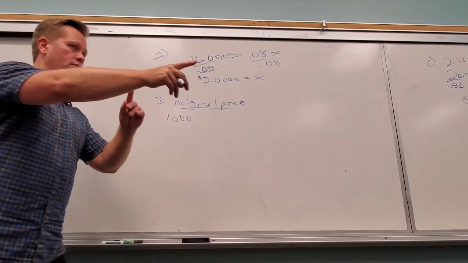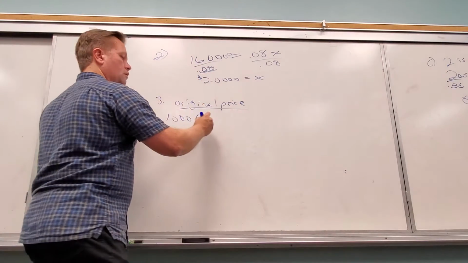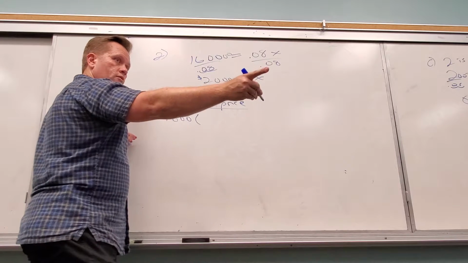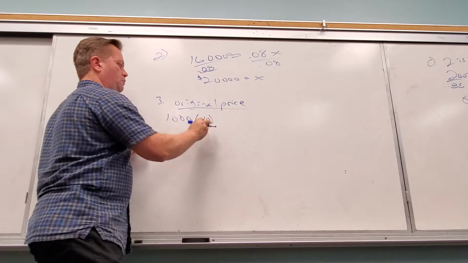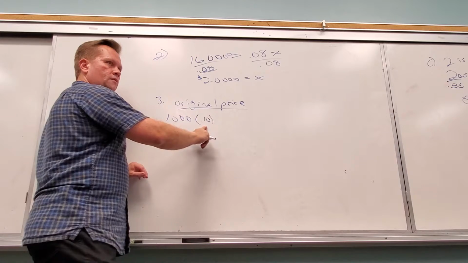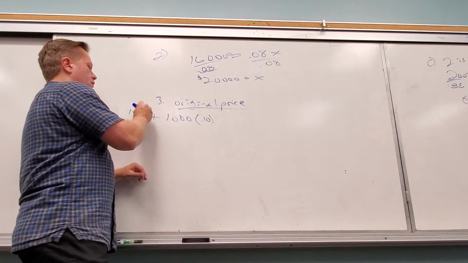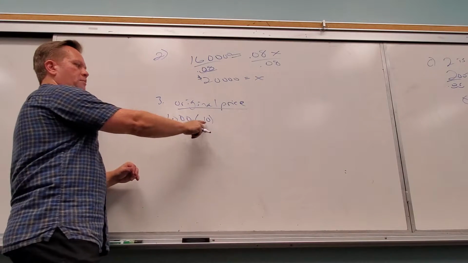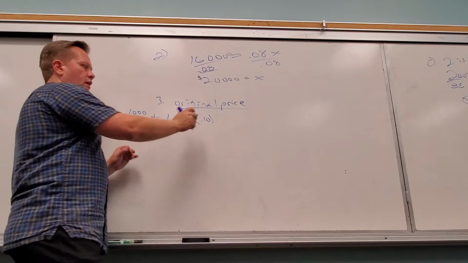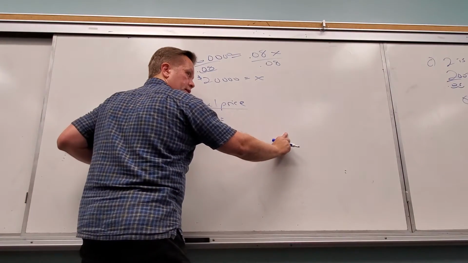Now, how would I figure out the new price if they were going to mark it up by 10%? If you're going to mark this up by 10%, how would you figure out the total price it was going to cost somebody coming into my store? Yes: 1,000 plus 10% of 1,000. So multiply it by 0.10, and then add that on top of 1,000. So it's 1,000 plus a markup of 10% of 1,000, and that would equal the new price, right?